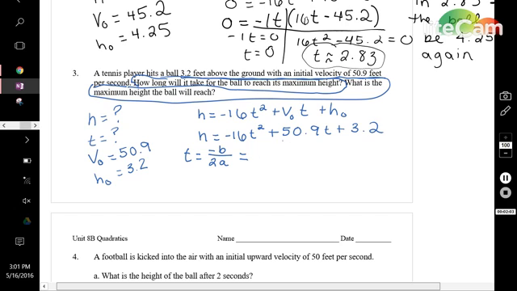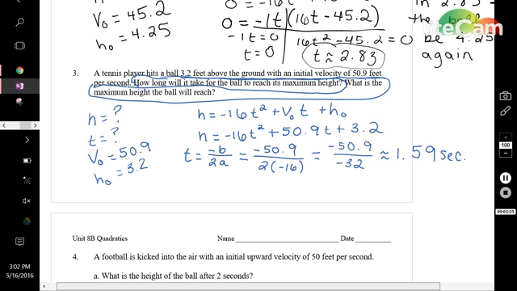The opposite of the b value in this case is negative 50.9, and the a value is negative 16. Remember to evaluate the bottom first, so I'd have negative 50.9 over negative 32. And when I evaluate that, I get approximately 1.59 seconds. Okay? So that's the time it takes. So that answers the first question.